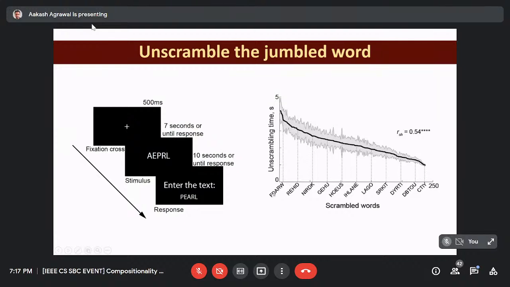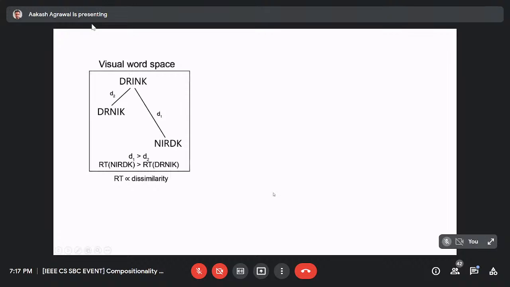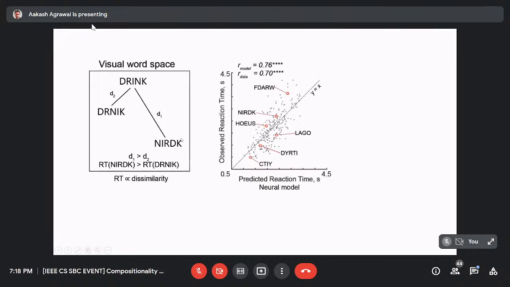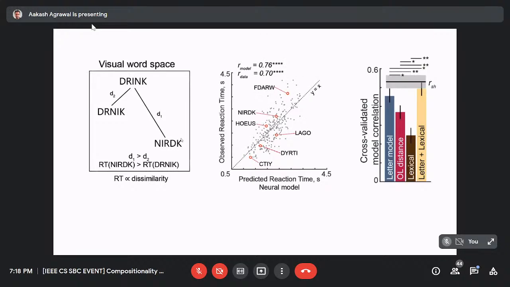Again, if all of this is arising because of visual similarity, then we would predict that if the dissimilarity between the scrambled word and the real word is smaller, it will take less time for you to unjumble the word compared to one which is very different. So the response time should be directly proportional to dissimilarity. The more the dissimilarity, the higher the response time. And this indeed holds true.